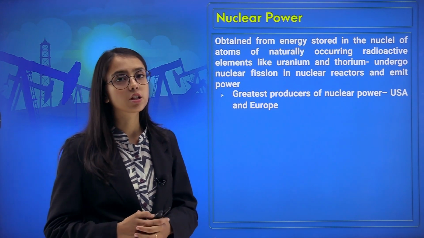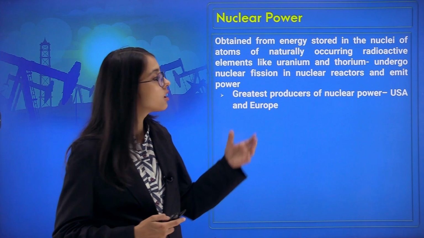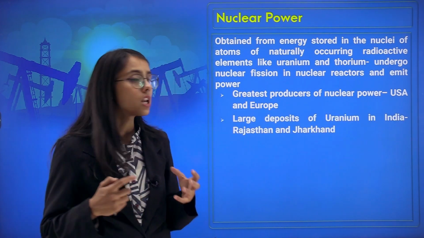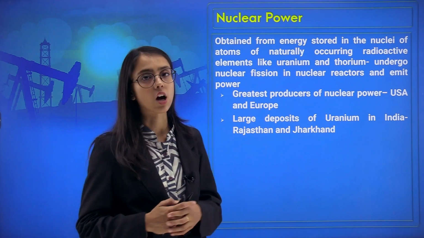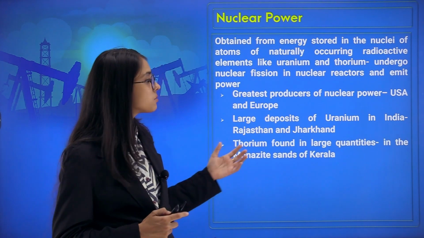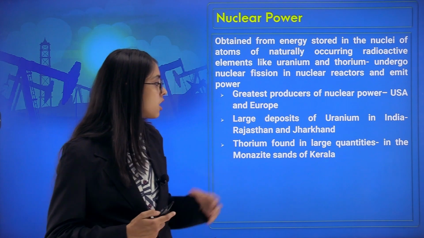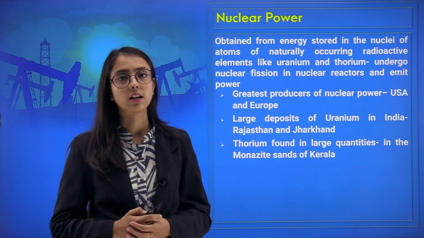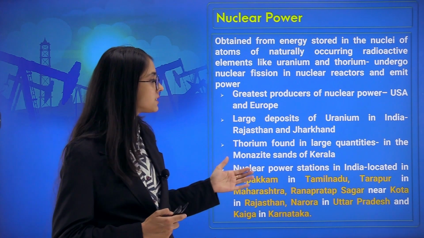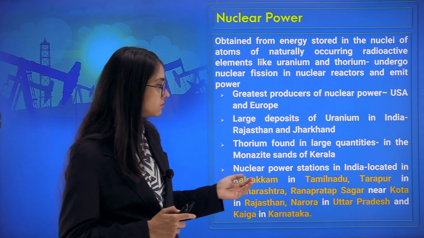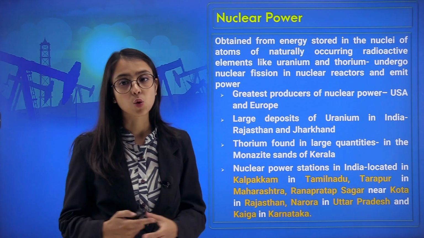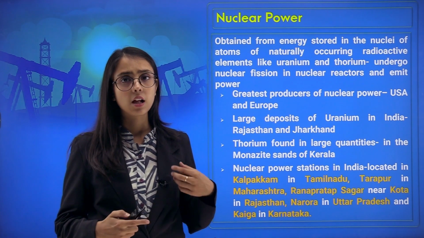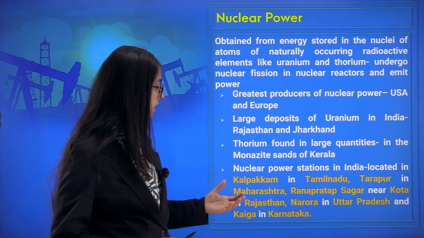The greatest producers of nuclear power in the world are USA and Europe. Large deposits of uranium are found in Rajasthan and Jharkhand. Thorium is found in large quantities in the monazite sands of Kerala. Nuclear power stations in India are located in Kalpakkam, Tamil Nadu, Tarapur, Maharashtra, Rana Pratap Sagar near Kota in Rajasthan, Narora in Uttar Pradesh and Kaiga in Karnataka.